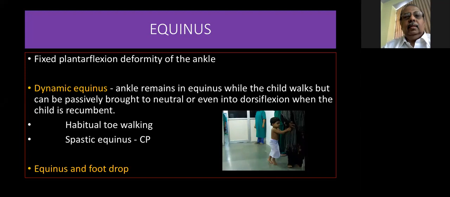A similar phenomenon can be seen in spastic equinus of cerebral palsy also. So, even though we call equinus a fixed plantar flexion deformity, you should understand that there is a dynamic equinus also. In the exam, it is often asked what is the difference between equinus and foot drop. In foot drop, when they raise the foot off the ground while walking, the foot goes into plantar flexion. In equinus, even when they are walking, it remains in equinus. Both static and dynamic, it is in equinus.